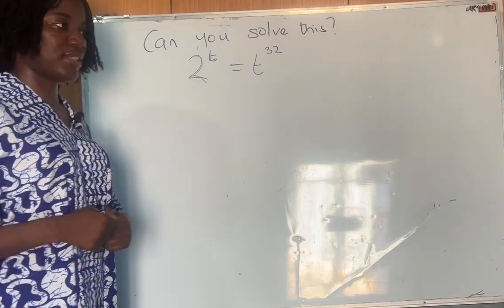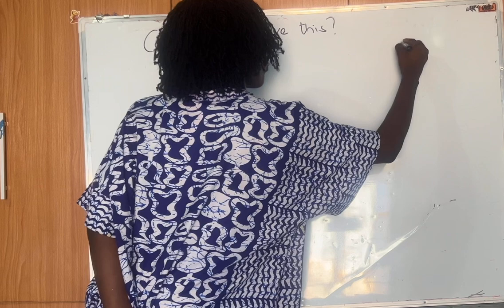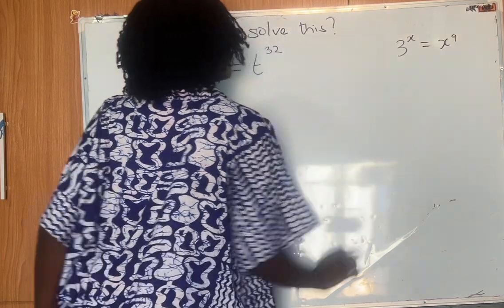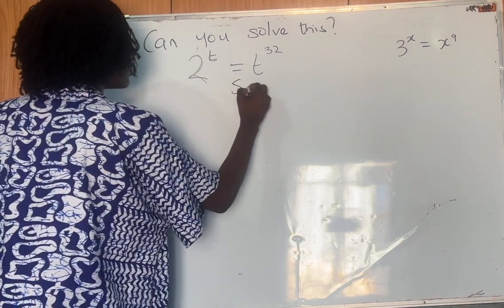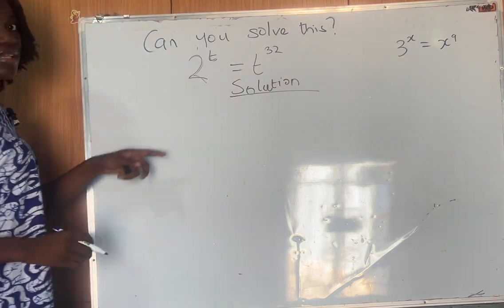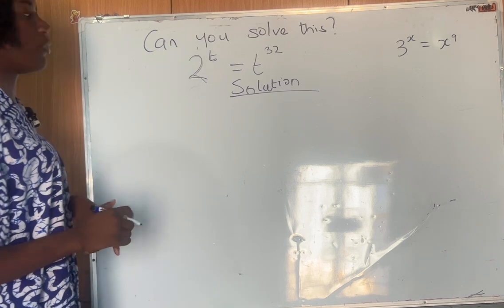Can you solve this? In my previous video, I did a video with this and this look-alike. So first of all, the solution. We're going to first divide. We're going to first remove t from here.